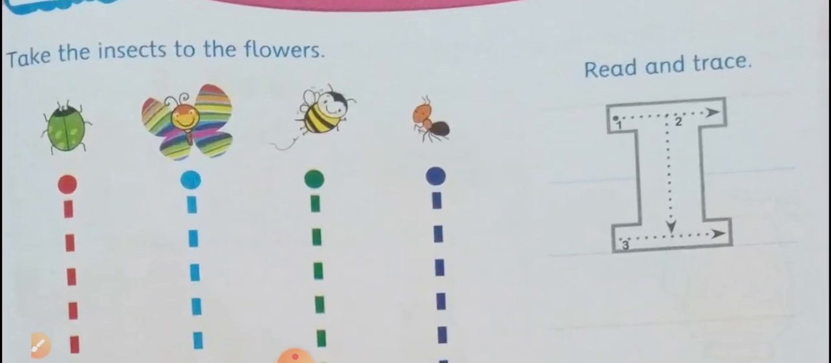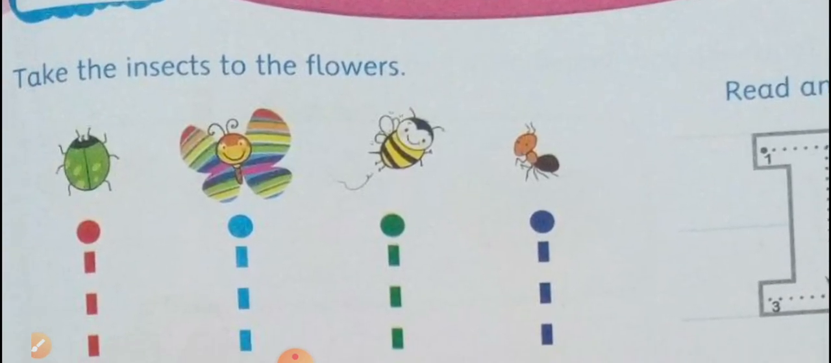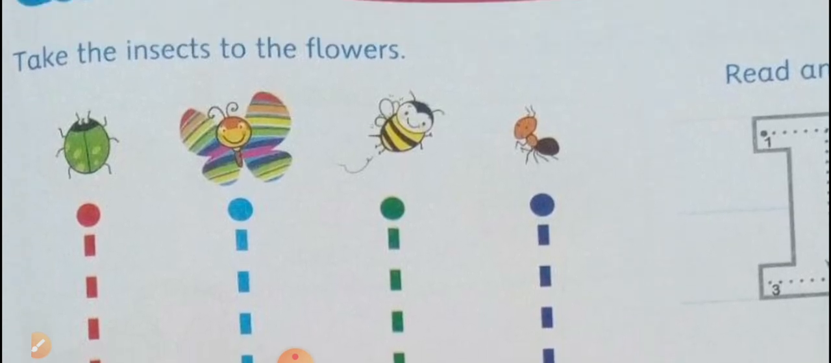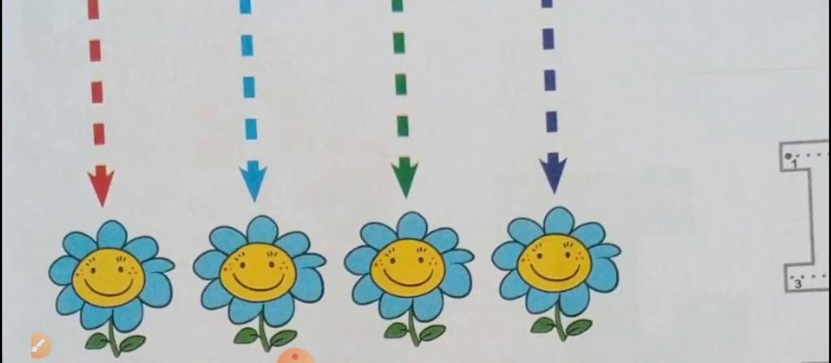Okay, ladybird, butterfly, fly and ant. Yes, these are the small insects. Honeybee. Yes. So what you have to do, you have to help these insects to go to the flower. आपने इन insects को flower के पास लेके जाना है. Okay, so what will we do?